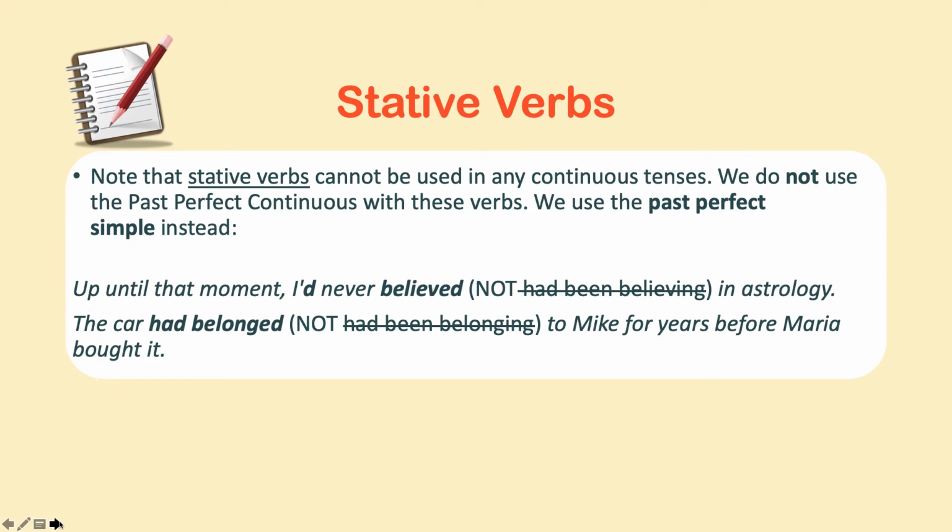Let's look at the stative verbs. Note that stative verbs cannot be used in any continuous tenses. We do not use the past perfect continuous with these verbs. We use the past perfect simple instead. So we say, up until that moment, I had never believed. We cannot say had been believing in astrology. We say the car had belonged to Mike for years before Maria bought it. We cannot say had been belonging because that's a stative verb.